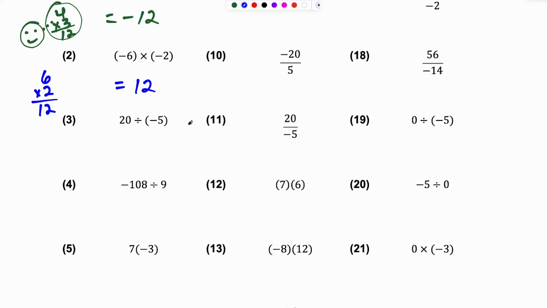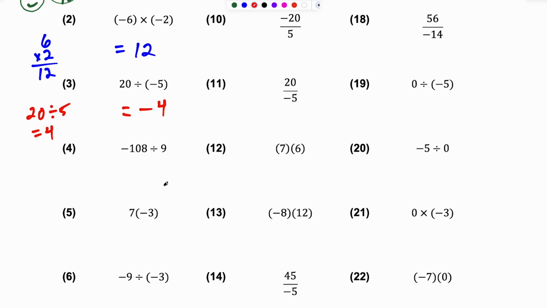Now we can move on to question 3, where we have 20 divided by -5. The first thing I look for is the sign. A positive divided by a negative is negative. And then I just think, what is 20 divided by 5? 20 divided by 5 is equal to 4. So this quotient works out to -4. Remember, when you divide a positive by a negative, you get a negative. If you divide a negative by a positive, like in question 4, you are also going to get a negative.